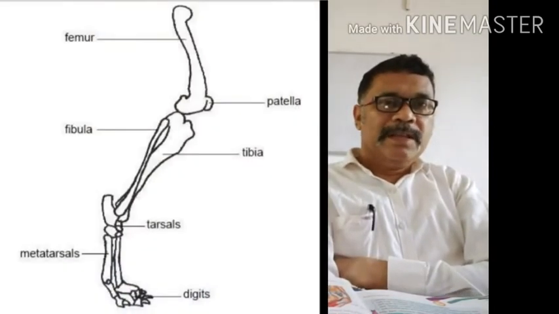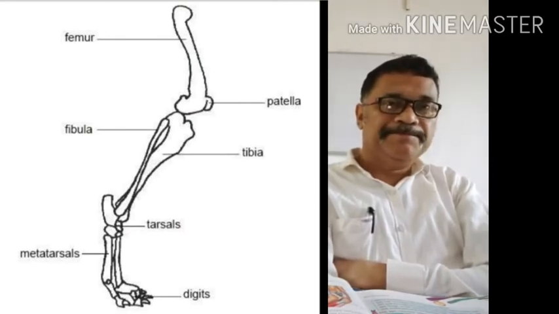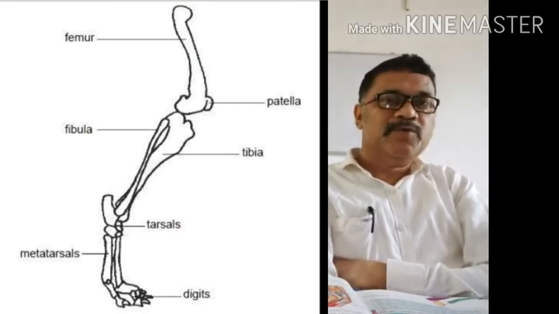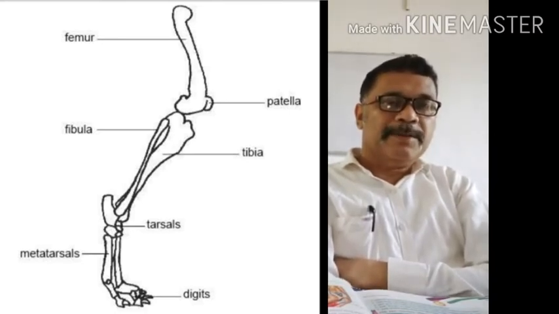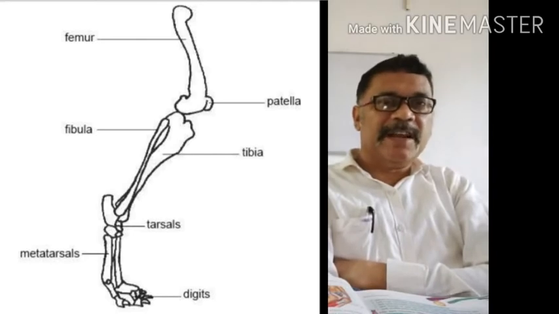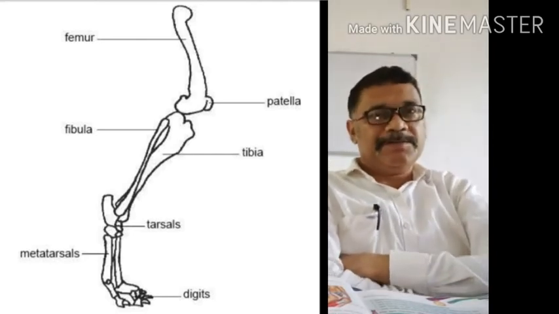Now, I shall tell you about the hind limbs. Like the forelimbs, hind limbs are also made up of some bones. The longest bone of the human body is femur. That is the part of the hind leg. After femur, two bones are there, tibia, fibula, and after that tarsal, metatarsal and phalanges. These are the bones of the hind legs.